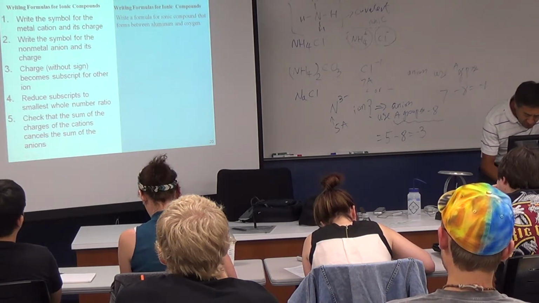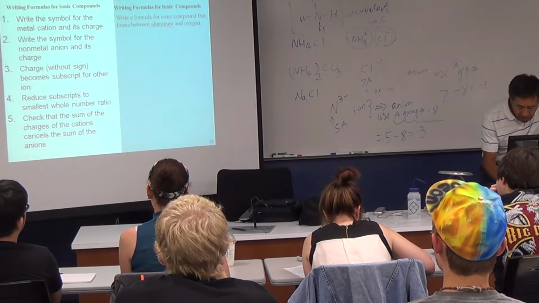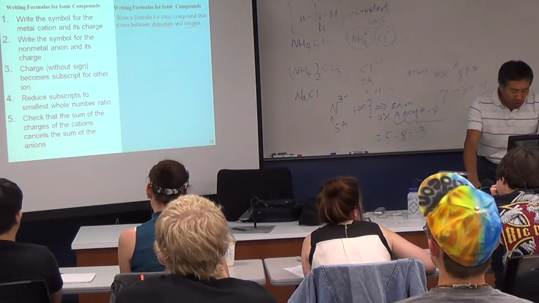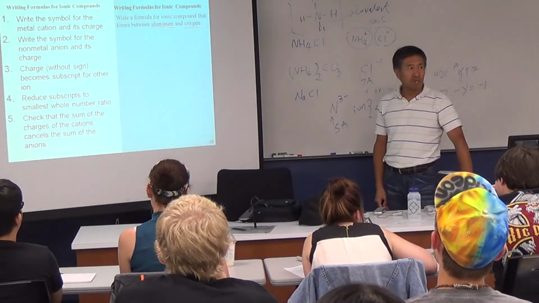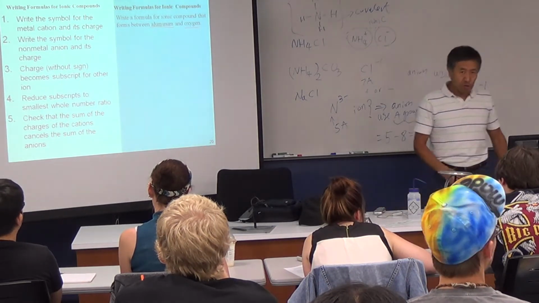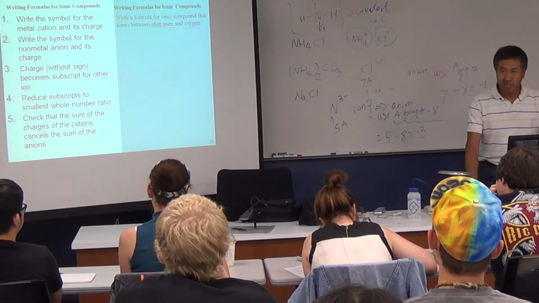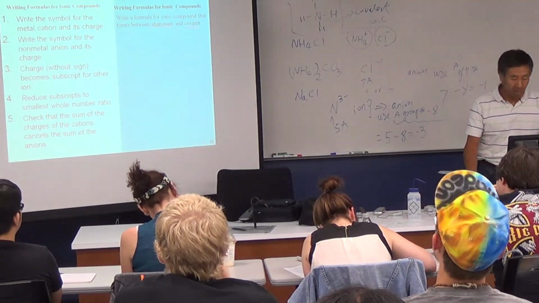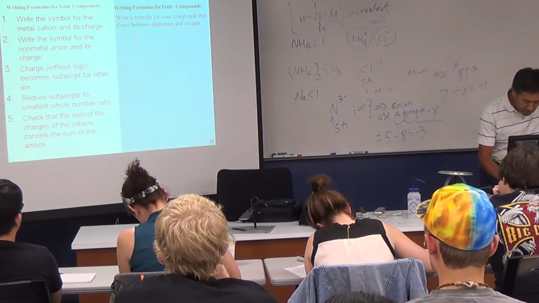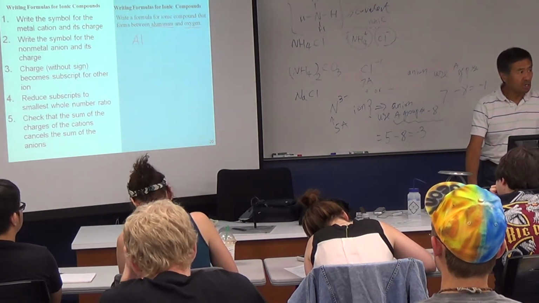Right. One is aluminum, the other one is what? Oxygen. Okay. Which one will give you the metal cation? Aluminum. Okay. So you always write the cation first. And when you name that, you also always name the cation first. Right? Al is aluminum, so I write that first.